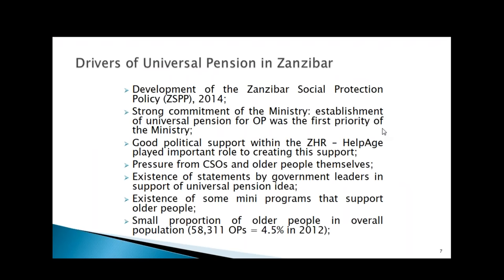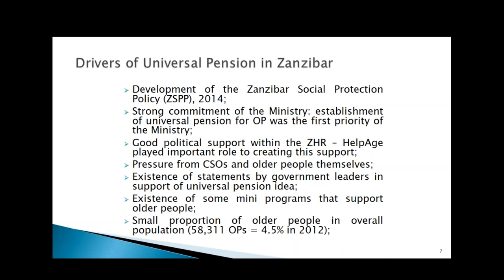I'll be explaining a little bit about our experience, I mean the Zanzibar experience, about social accountability in social protection programs. In this case, I'll first talk about the overall social accountability in terms of influencing implementation of the social protection programs. After that, I will look specifically at the social accountability mechanism in the Zanzibar Universal Pension Scheme. And at the end, I will discuss the challenges and the future plans.